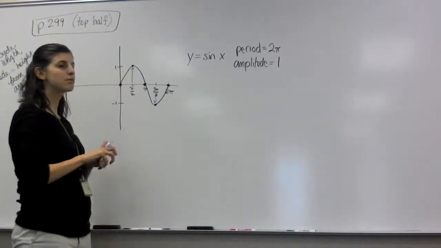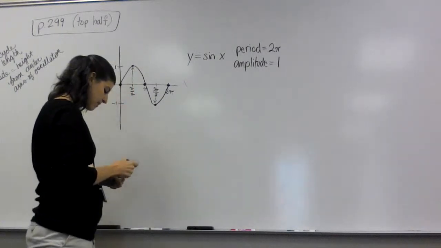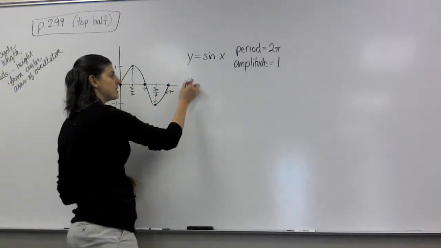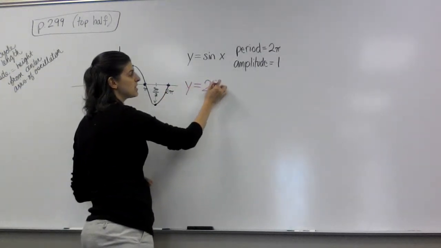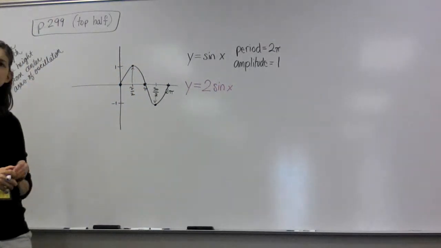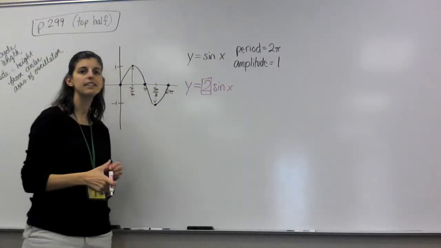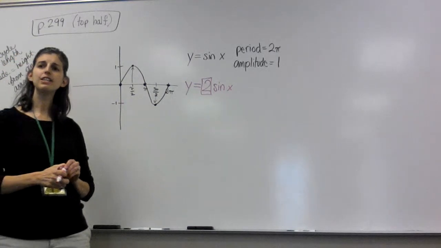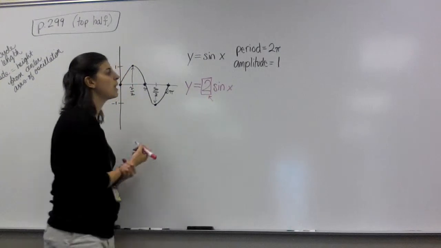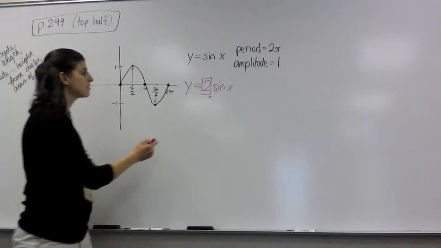Now let's do some transformations. Let's see what happens when I throw a 2 in here. What happens if I go y equals 2 sine of x? Does anyone remember what putting a 2 multiplied in front of my function does to my graph from transformations in chapter 2? The 2 multiplier does what? Makes it taller. Very good. So twice as tall.